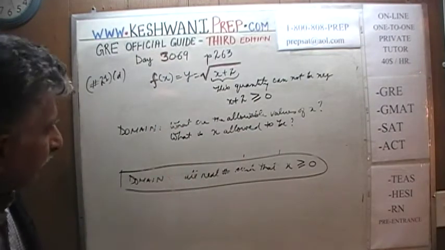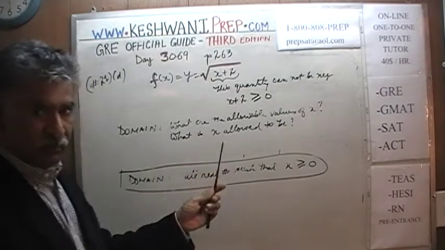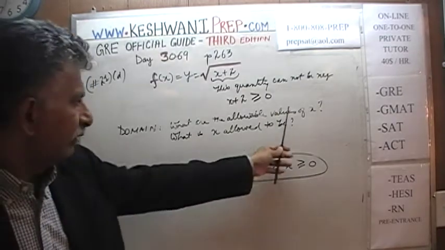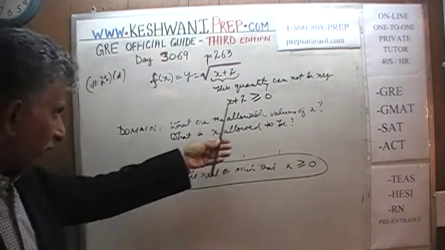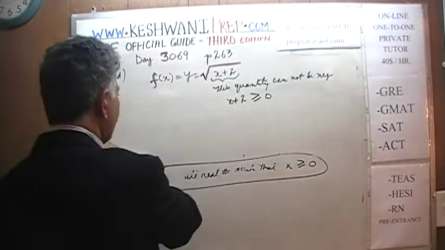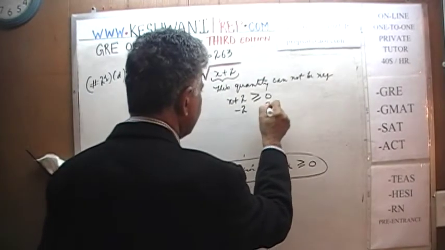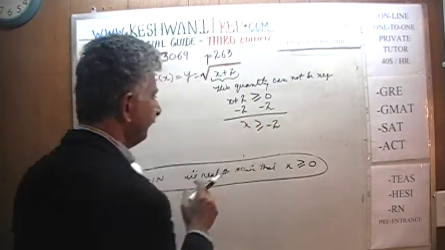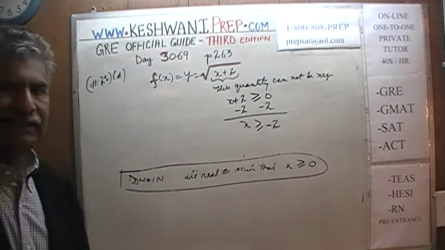If we solve it, watch what happens. And since I need the room, I'm going to erase this part. But that's what we are answering. What are the allowable values of x? What is x allowed to be? We are about to answer that. If we solve this, subtract 2 from both sides, and it turns out that x has to be greater than or equal to negative 2. X cannot be anything less than negative 2.